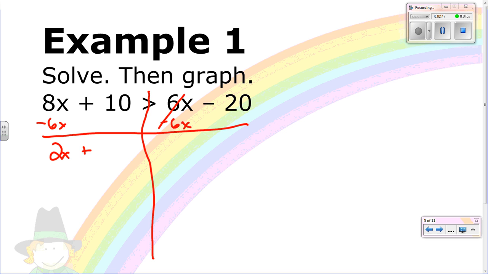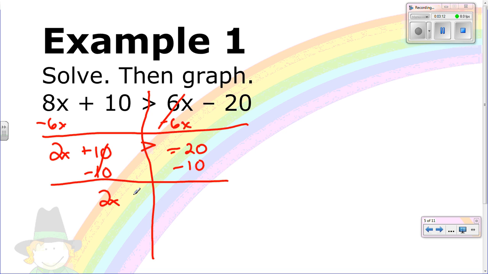It gives me 2x plus 10 is greater than negative 20. Now, in order to get x by itself, remember that's your objective here, we have to subtract the 10 to the other side. Those cancel, you get 2x is greater than negative 30. Now, final step is we divide by 2. Negative 30 divided by 2 gives us x is greater than negative 15.